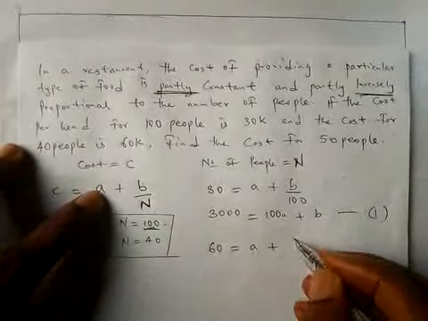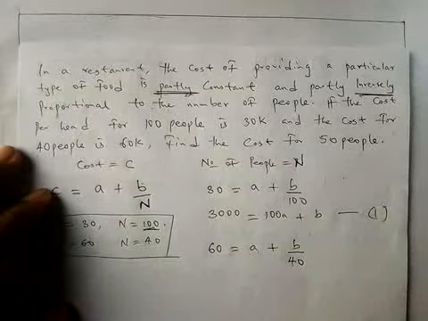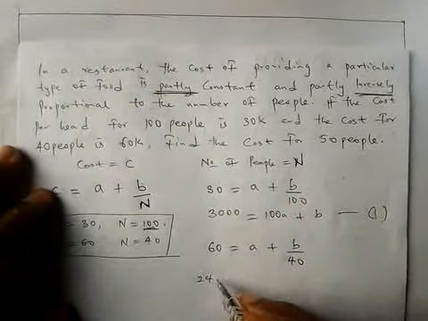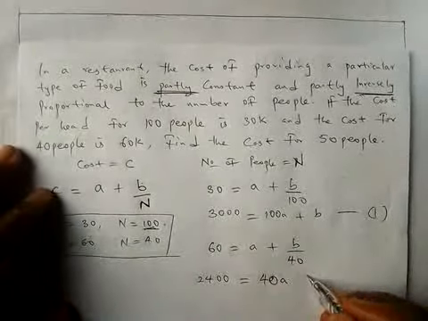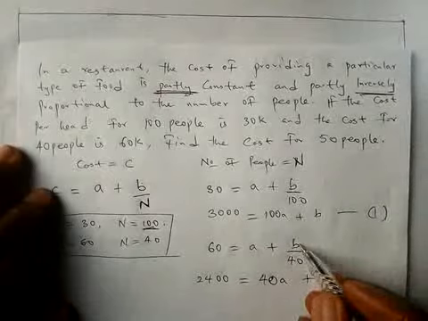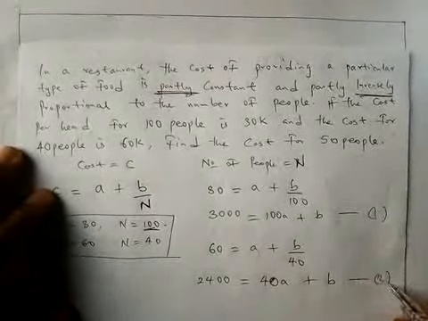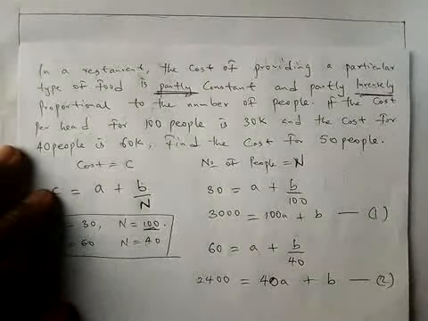Okay, for the second case, when c is 16, a plus b over n is 40. If you multiply through with 40, you'll be having 2400 is equal to 40a plus b. 40 times this, 40 cancels 40, and b is left there. This is equation 2.